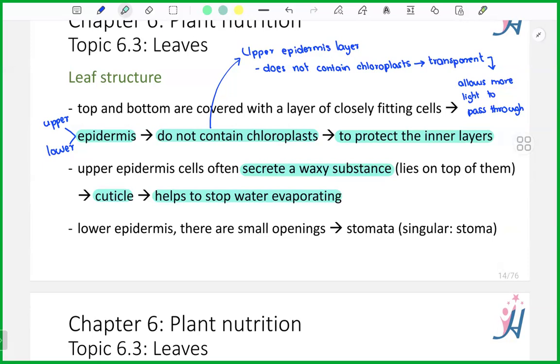Since they lack chloroplasts, they are transparent and allow more light to pass through. That would be one function. Another thing is that they secrete a waxy cuticle, which stops the water from evaporating, or prevents water loss. So this is about the upper epidermis.